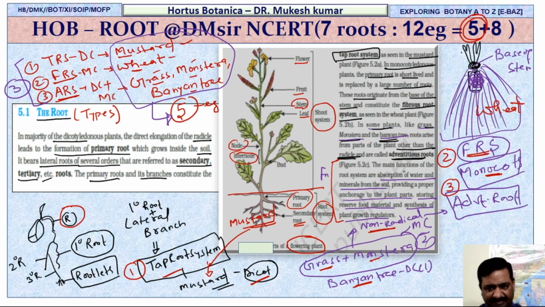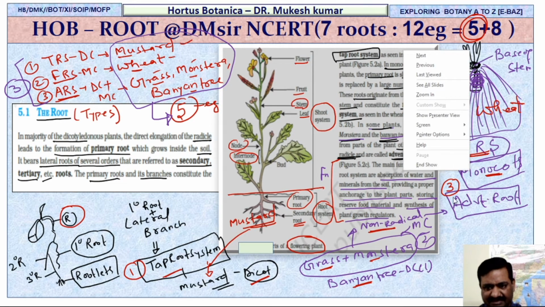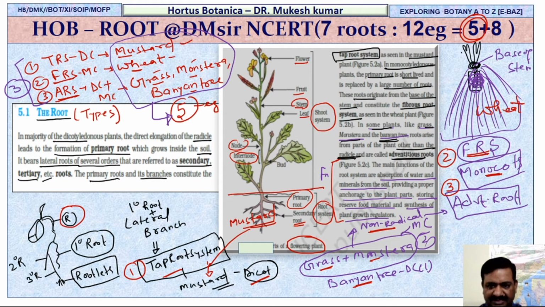So how many functions we have? Absorption of water and minerals, first one. Just got it? First one. Second one is, yes, it will provide anchorage. Third one, for the storage. And fourth one is synthesis of hormones, that is the auxin at the tip. Fine, root tip.